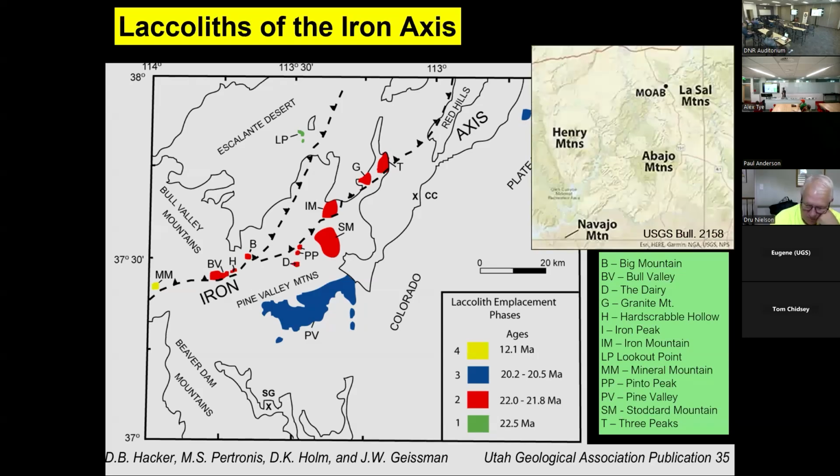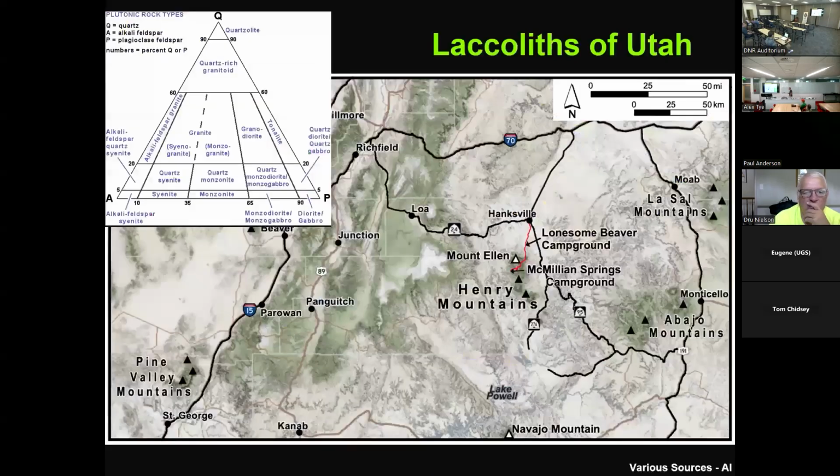If you look at the Henrys and the La Sals and the Abajos, they're a little bit older. So they're probably in the upper Oligocene. So it looks like we had stretching of the crust starting from the eastern part of Utah, younging to the west. And there's Navajo Mountain, unconfirmed, between 20 and 30 million years based on the literature.